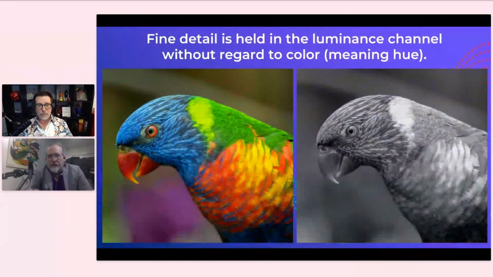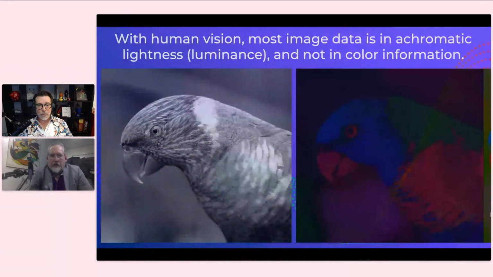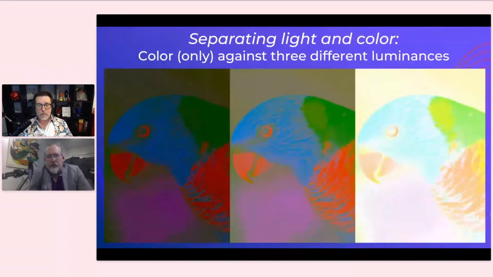On the right, we've just taken the color away and left it with just the luminance. If we're thinking about CIE LAB, that would be just the L star part. This is just the color here.